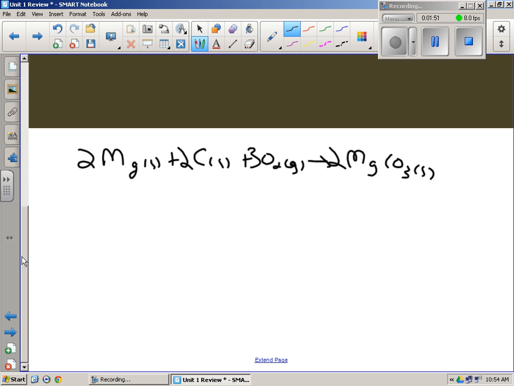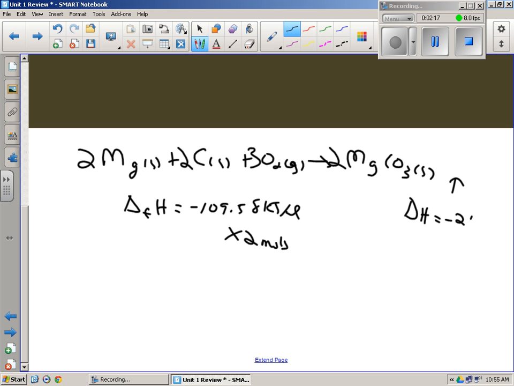You're going to look up the heat of formation for magnesium carbonate. So delta fH in your data booklet is 1095.8 kilojoules per mole. We're making 2 moles here, so we're going to times it by 2. Our delta H notation right there would be delta H is negative 191.6 kilojoules. Okay, at the end there, balanced thermochemical equation. 2 magnesiums, 2 carbons, 3 oxygens, magnesium carbonate.